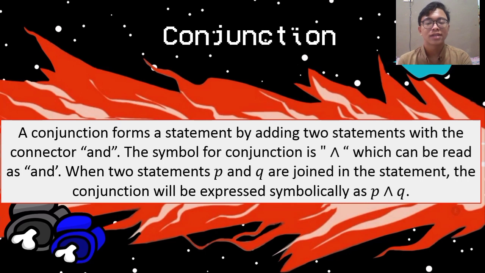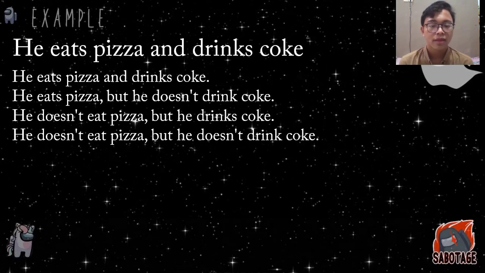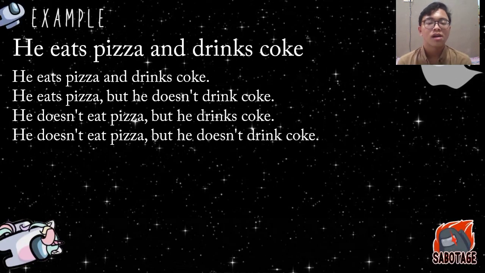Okay, next the conjunction. The conjunction forms a statement by adding two statements with the connector "and". The symbol for conjunction is ∧, which can be read as "and". When two statements P and Q are joined in the statement, the conjunction will be expressed symbolically as P ∧ Q.